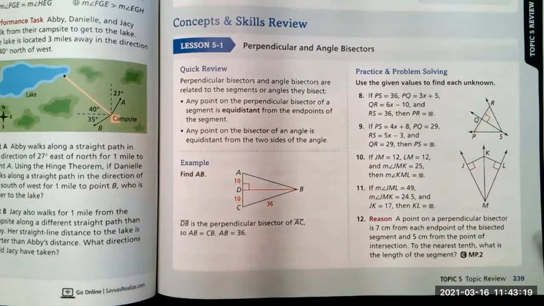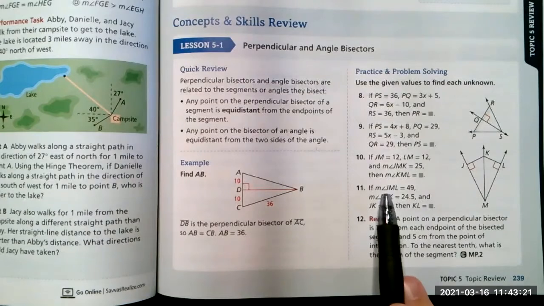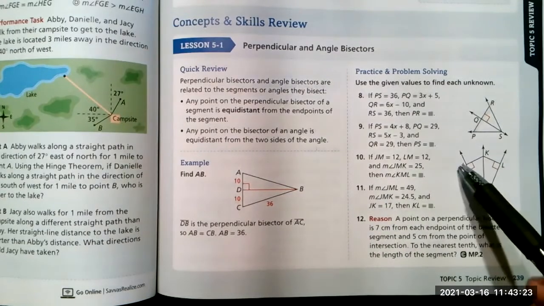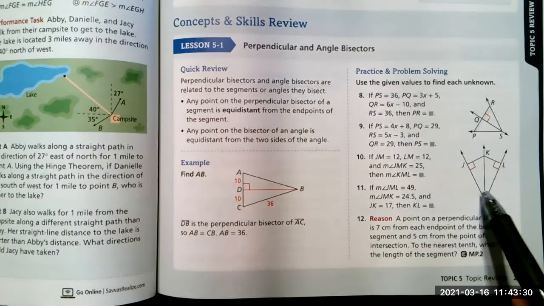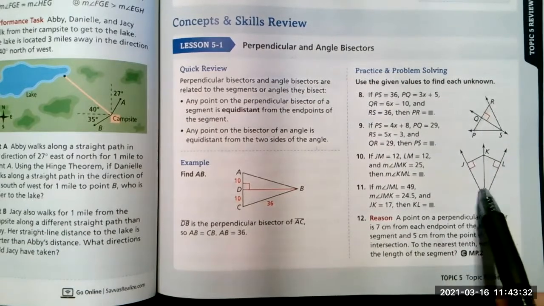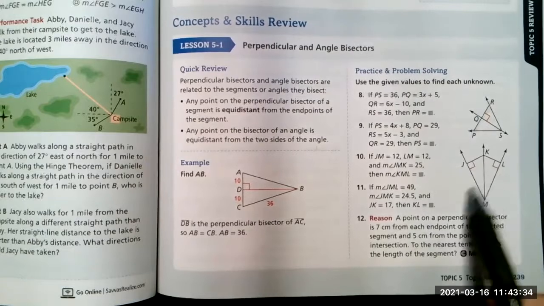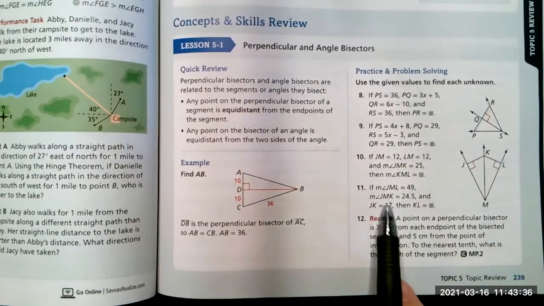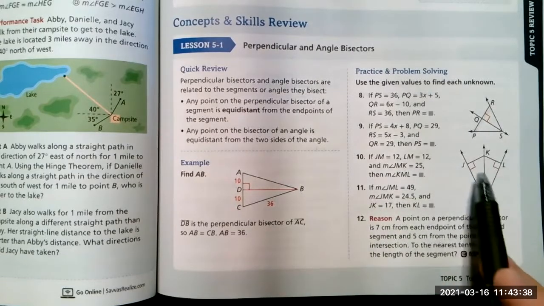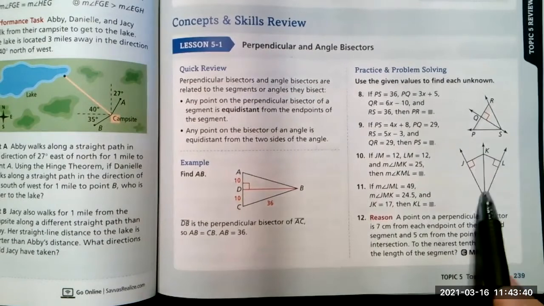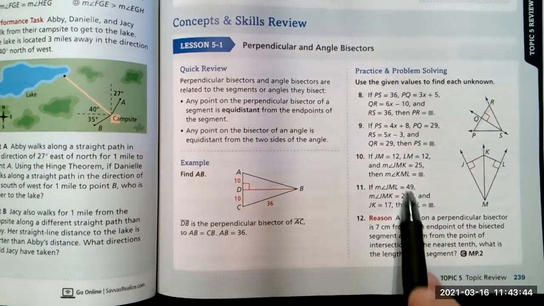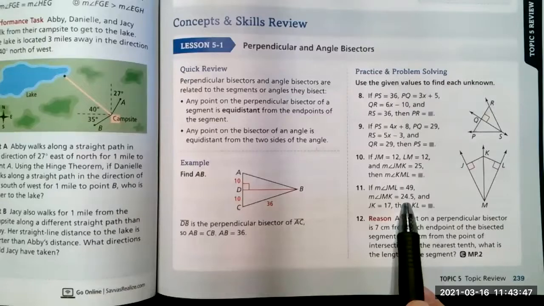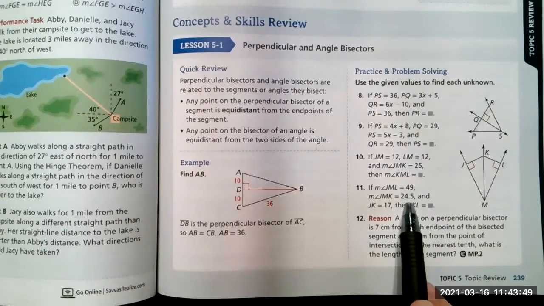Number 11, same picture. If the measure of angle JML is 49 degrees, you're talking about both of these little sides added together, the entire thing is 49. The measure of angle JMK, basically the left side of that angle, is 24.5, which just happens to be half of that angle amount, right? Half of 49 is 24.5.